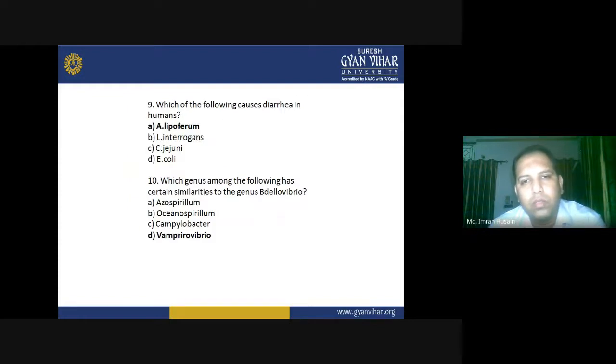Which of the following causes diarrhea in humans? A. Lipofilum, L. interrogans, C. jejuni, or E. coli. The correct answer is A. Lipofilum. Which genus among the following has certain similarities to the genus Bdellovibrio? Azospirillum, Oceanospirillum, Campylobacter, and Vampirovibrio. The correct answer is Vampirovibrio.